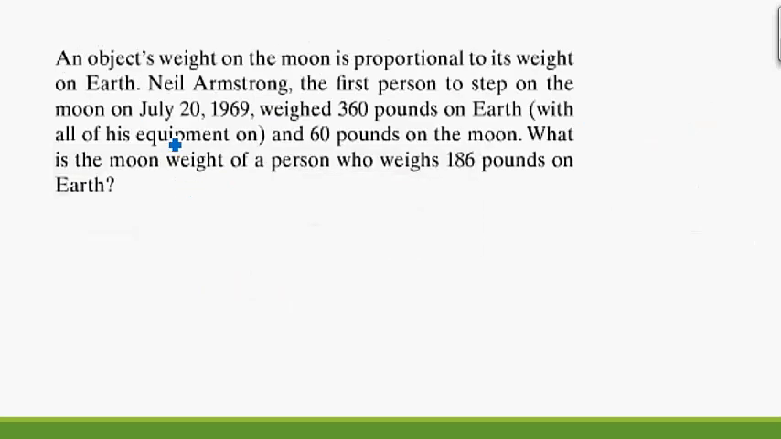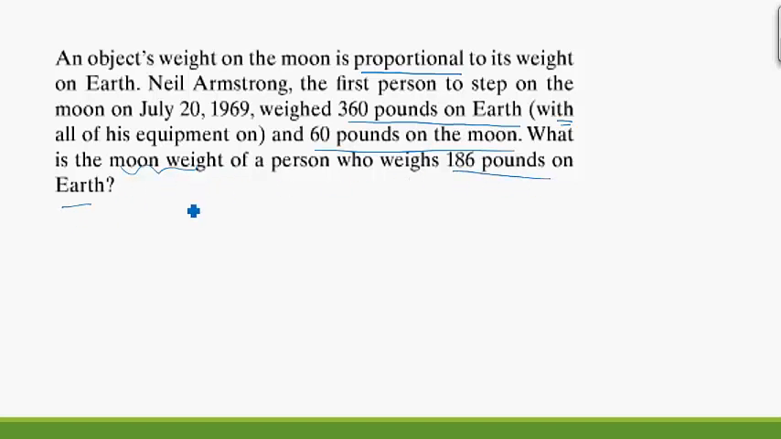Okay, one more example. An object's weight on the moon is proportional, so we know we can set up a proportion. We need to create two ratios to its weight on Earth. Neil Armstrong, the first person to step on the moon on July 20th, 1969, weighed 360 pounds on Earth and 60 pounds on the moon. Of course, note that that's with all his equipment, because that's a lot otherwise. So, he was 360 pounds on Earth, but he was 60 pounds on the moon. And we want to know the moon weight of a person who weighs 160 pounds on Earth.